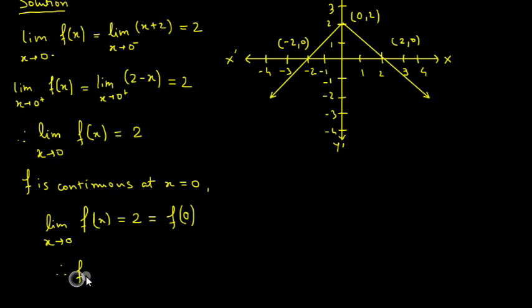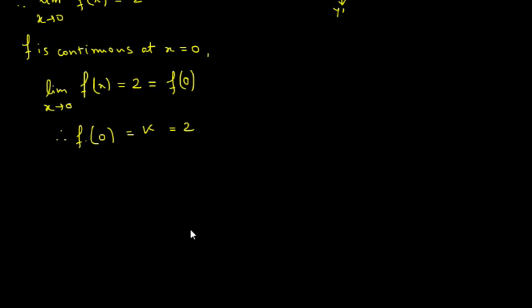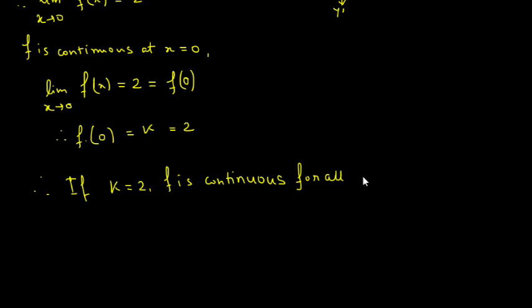Therefore, f(0) is equal to k is equal to 2. If k is equal to 2, f is continuous for all x element of real number.